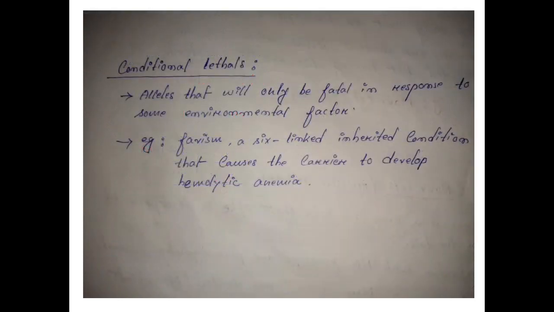Here is another type of lethal gene, that is conditional lethals. These are alleles that will only be fatal in response to some environmental factors. So in conditional lethals, environmental factors are involved. For example, favism, a sex-linked inherited condition that causes the carrier to develop hemolytic anemia. So it is a conditional lethal condition.